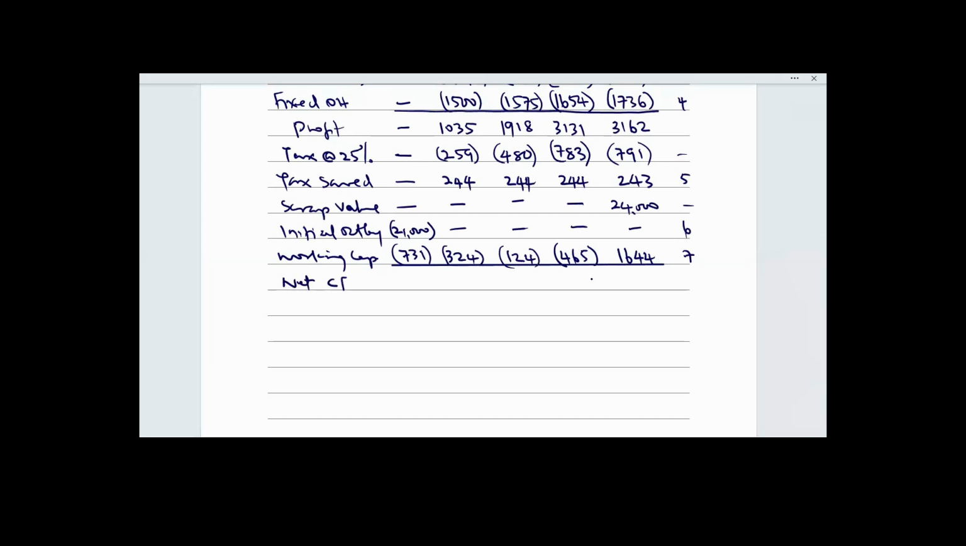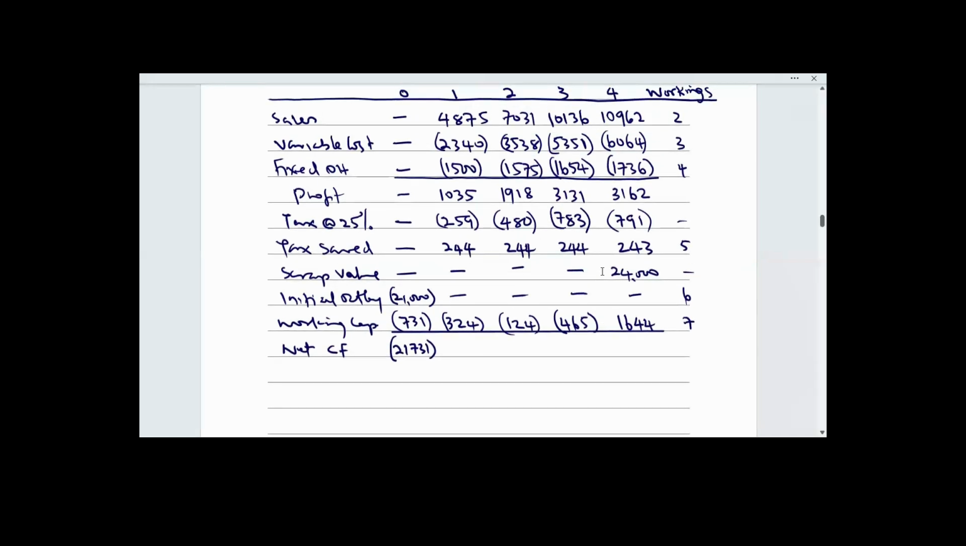So what's the net cash flow? Of course, this one is 21731. Give me the net cash flow quickly.